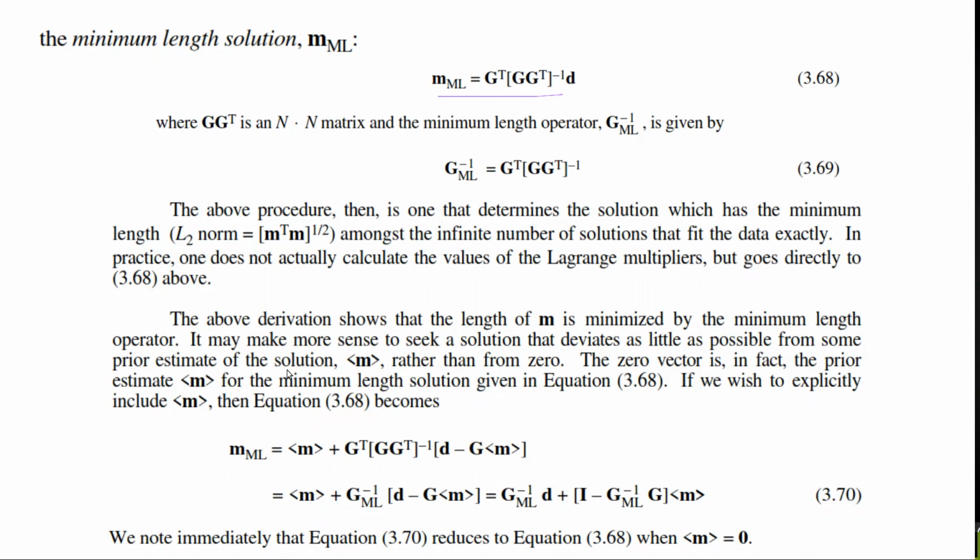Okay, so if you imagine that the prior estimate of the solution is 0, so M in these brackets is 0, then this goes away and this goes away, and what is left is just this one, which is the estimate of the minimum length solution. But if we have some non-zero prior estimate of the solution, then the estimate of the model parameters is given by this relationship. And this is just the expansion of this relationship.